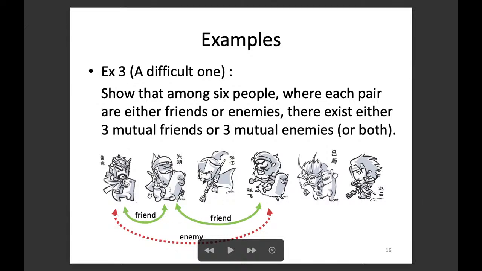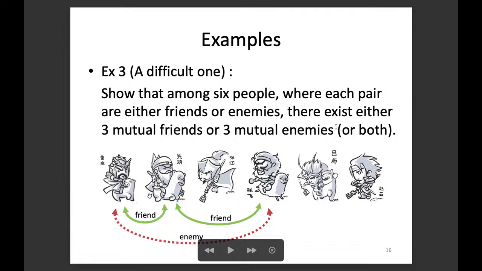Between any 2 persons, they must either be friend or enemy. So we are in a very strange case. For any 2 people, they are either friend or enemy. There is no third type of relationship. For instance, these 2 guys are friends of each other. These 2 guys are friends of each other, but your friend's friend may not be your friend. So these 2 guys could be enemy of each other. Is that okay? So between any 2 persons, they must either be friend or enemy.